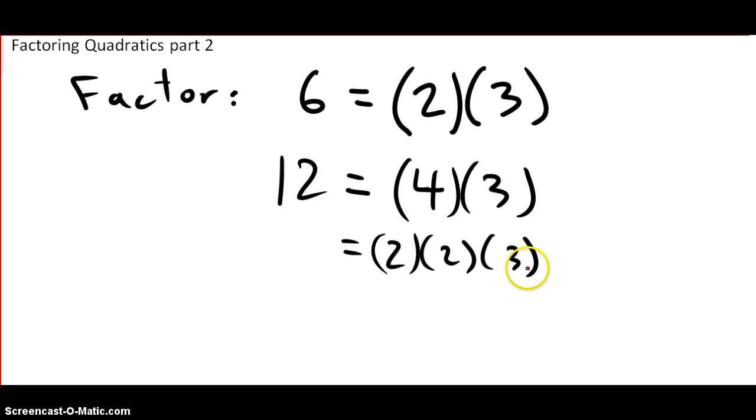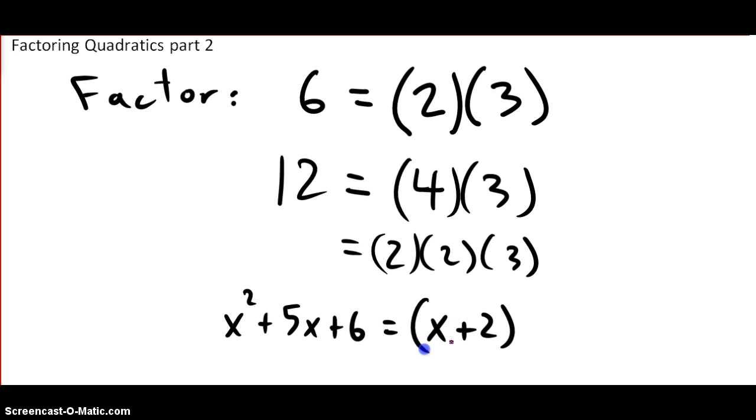All right? So in the same way that 6 is 2 times 3 and 12 is 4 times 3, which is 2 times 2 times 3, we know because we learned how to multiply polynomials that x squared plus 5x plus 6 is (x plus 2) times (x plus 3), right? We practiced multiplying these two to get this. Now we're going to go the other way. Factoring is going from this polynomial, this quadratic here.